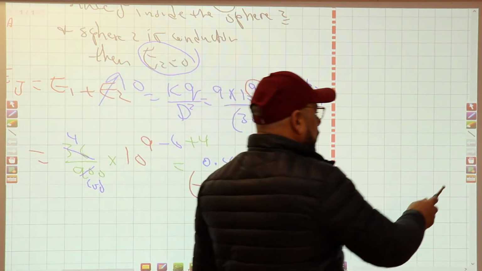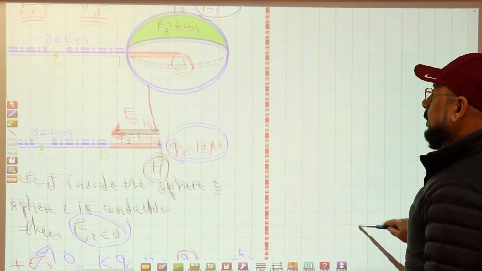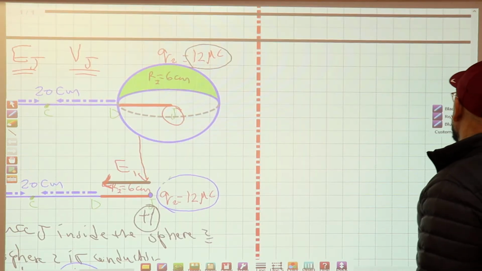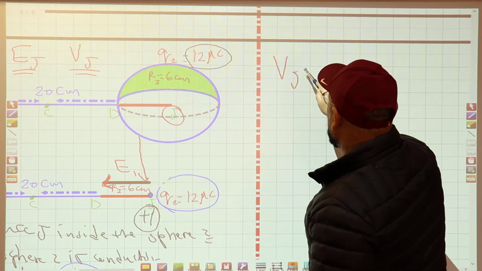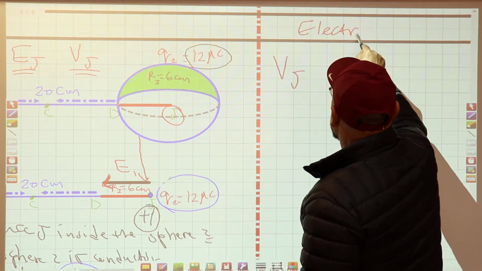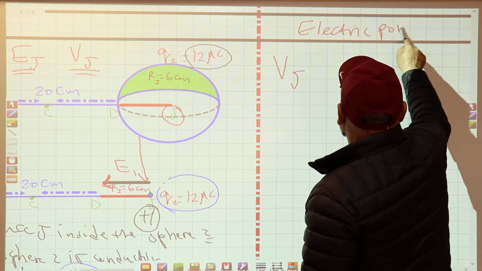Let us find the voltage at point J. Then V at J. Remember, voltage or electric potential is scalar.